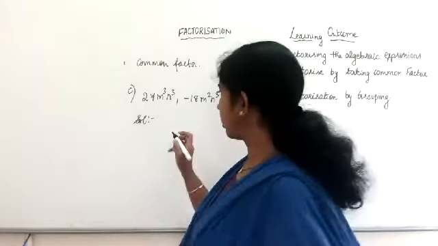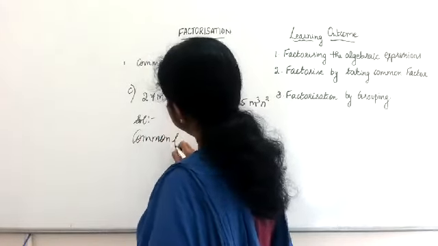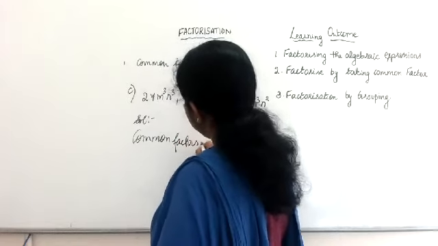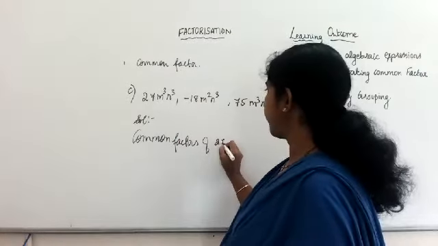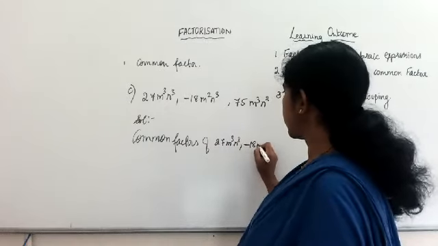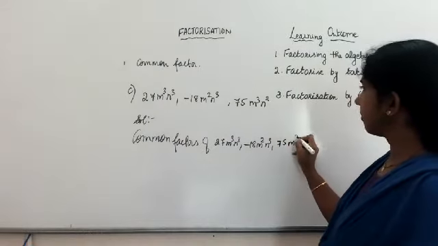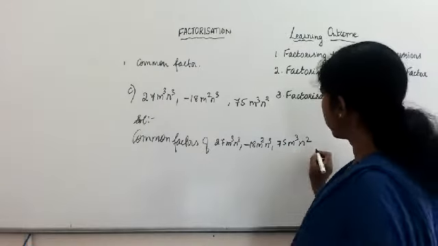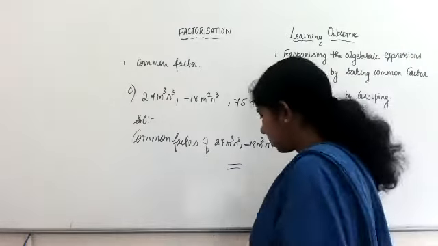So therefore, the common factors of, I will do it directly, the common factors of 27 m cube n cube, comma, minus 18 m square n cube, comma, 75 m cube n square, will be equal to the right answer here. So how to find out now?